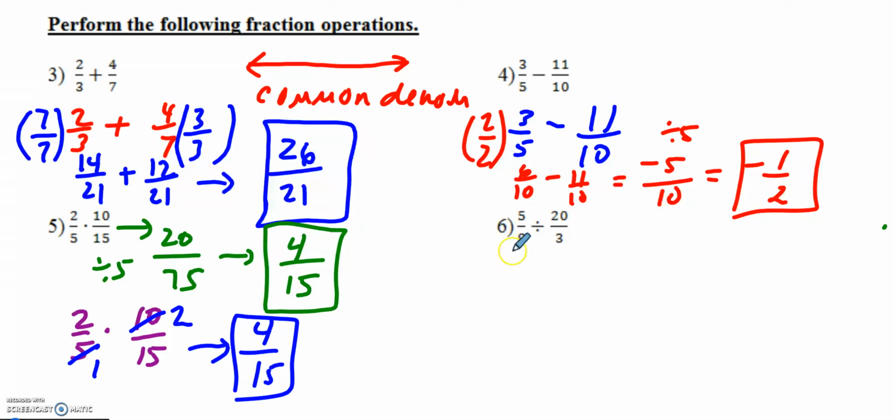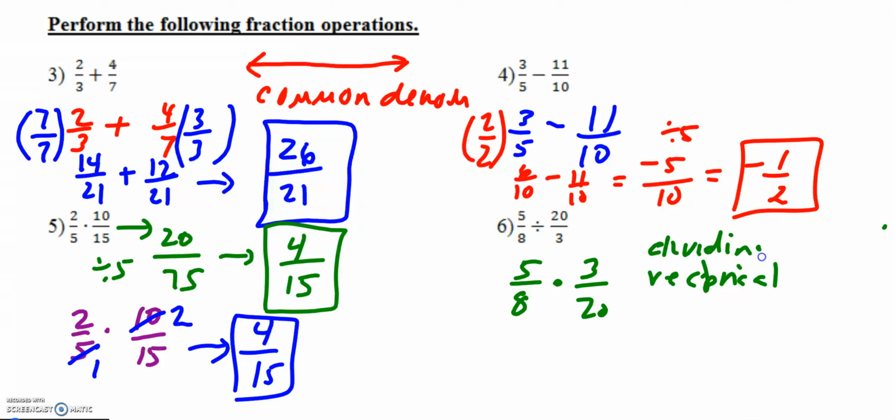Number 6 is asking you to take a fraction divided by a fraction, which is the same as the first fraction multiplied by the reciprocal. So remember, whenever you're dividing fractions, that's when the reciprocal is going to come and help you. And so first fraction multiplied by the reciprocal of the second fraction. Now that it's multiplication again, you could multiply straight across.